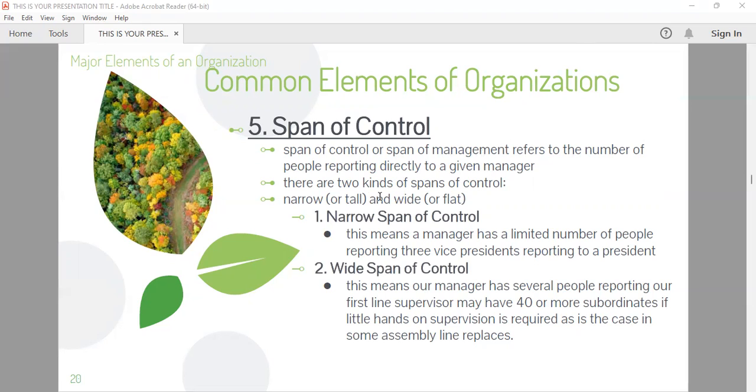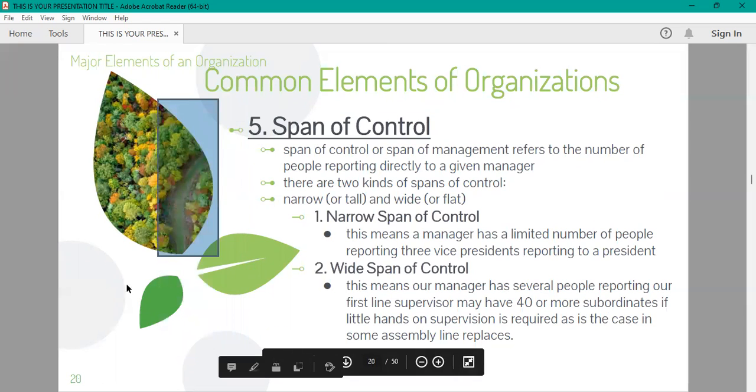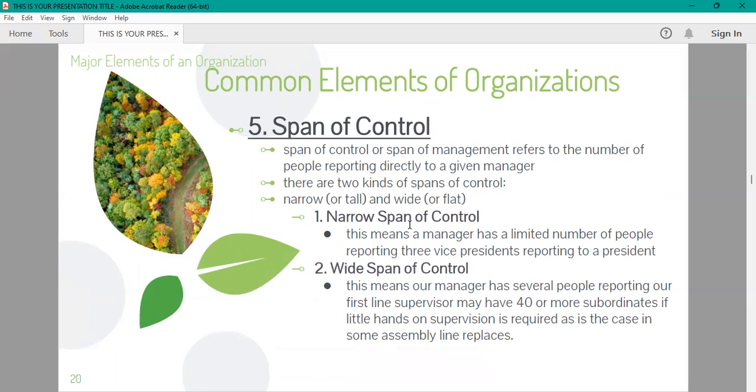So there are two kinds of spans of control. We have narrow or tall, and wide or flat. Narrow looks like it goes upward, while wide looks horizontal. So it's vertical or horizontal, like the shape of the organization. This is wide and flat.